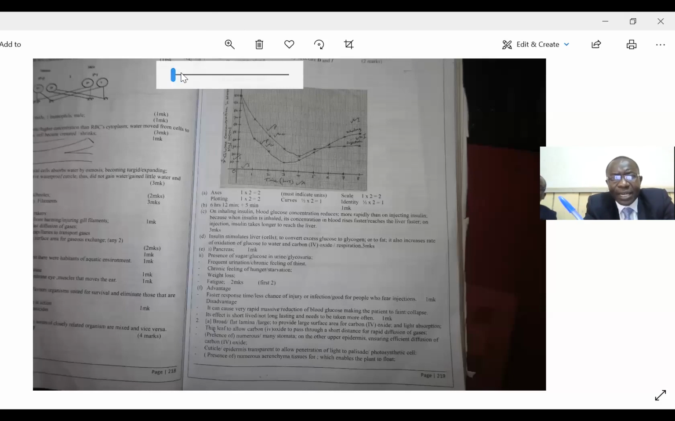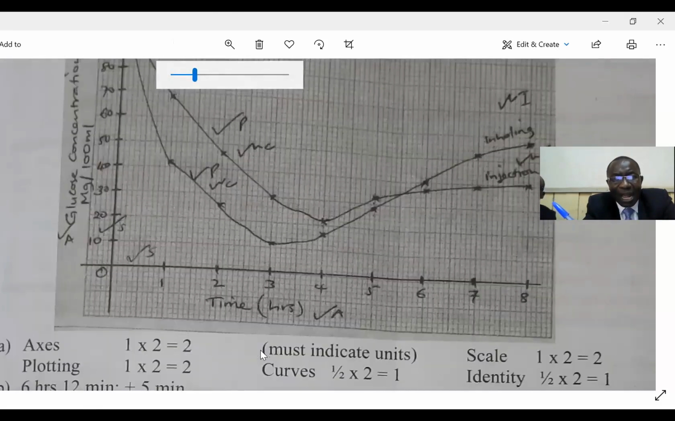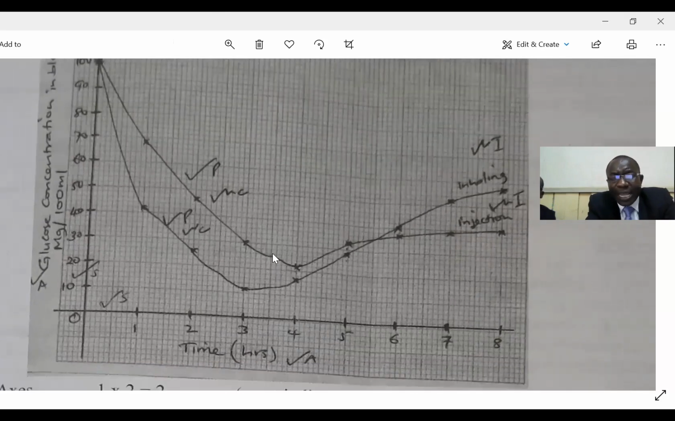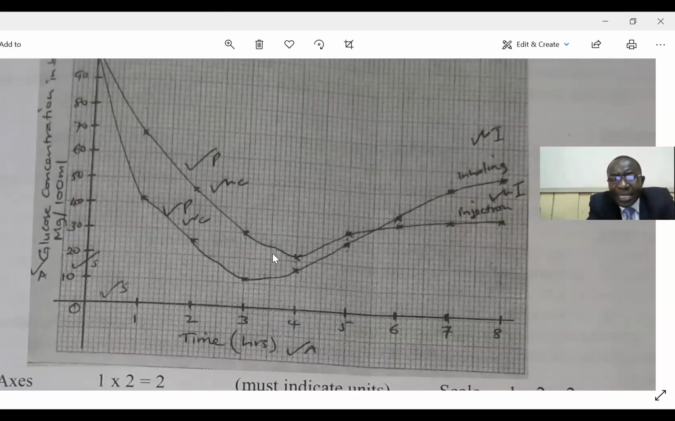y-axis and x-axis. Remember, the example I've just given, that graph. Look at this example of this particular graph. If you are very keen and you are looking at this particular graph, you can see the horizontal scale is how many? The units, 10 small squares. I'm talking of horizontal scale. 10 small squares represents 1 hour. That is the horizontal scale. 10 small squares represents 1 hour.